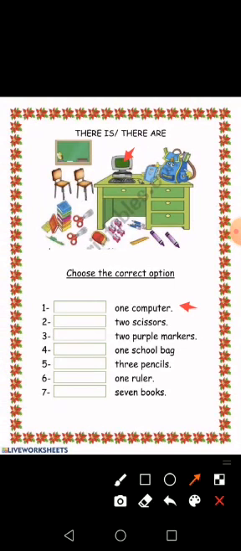Look, here we have one computer. There is or there are? There is one computer. Why? Because computer is a singular noun, and with a singular noun you have to use is. Okay, there is.